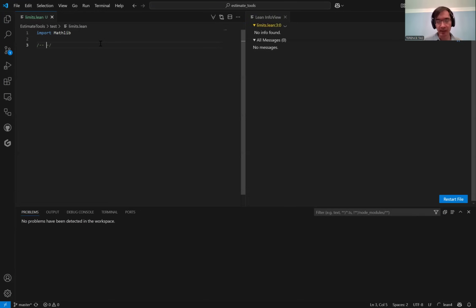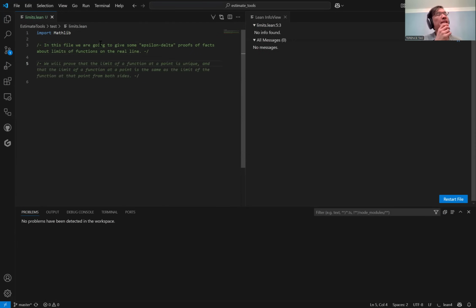Okay, so I will start by describing what I'm going to do. So file, we are going to give some epsilon delta proofs of facts about limits of functions. So let's begin. Let's say I want to show that the sum of two limits, the limit of a sum of functions, is still a limit.